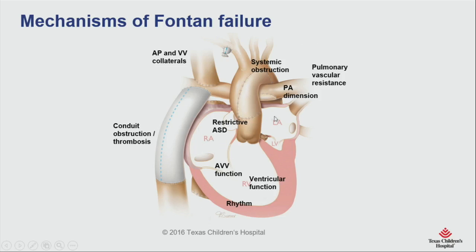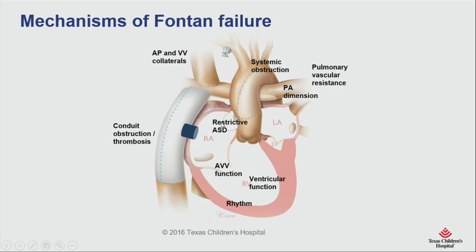A restrictive ASD is going to impede your flow from the left atrium to the right atrium, building high pressures that are going to be reflected backwards into your pulmonary circulation. Pulmonary vascular resistance, obviously, PA dimensions, and then if you have significant AP collaterals, may increase your PA pressures, and conduit obstruction or thrombosis.